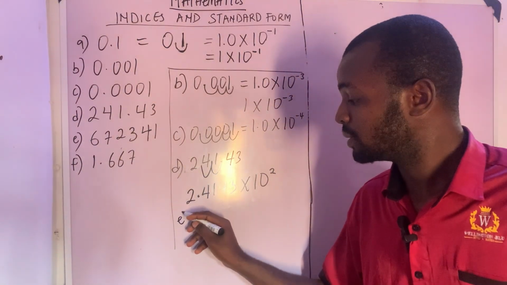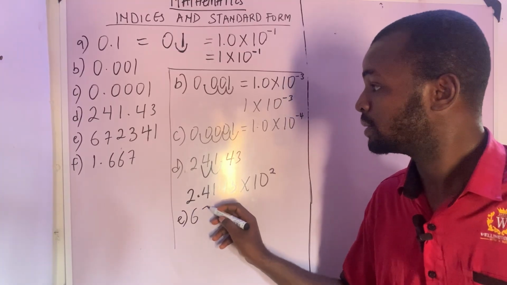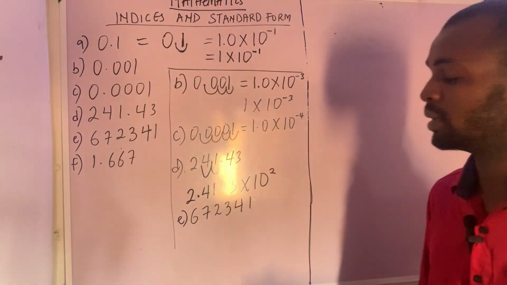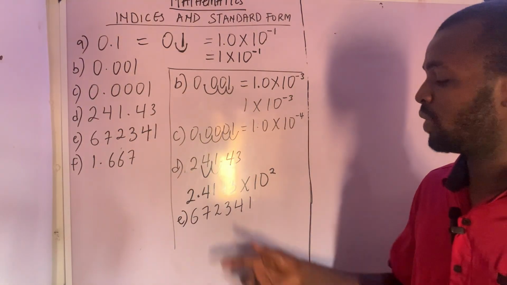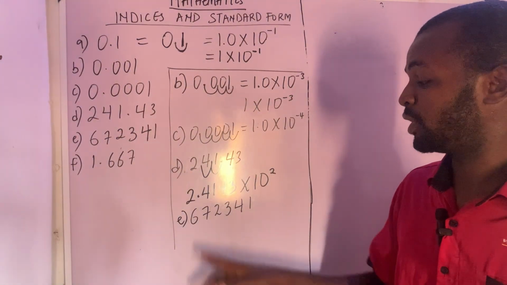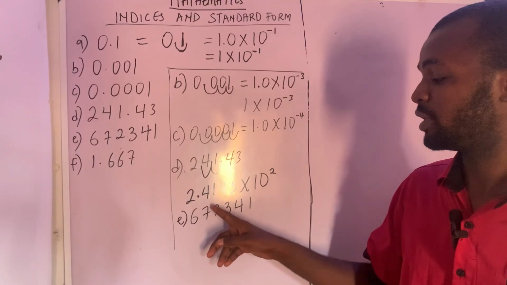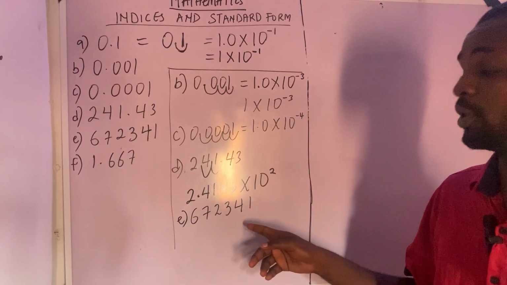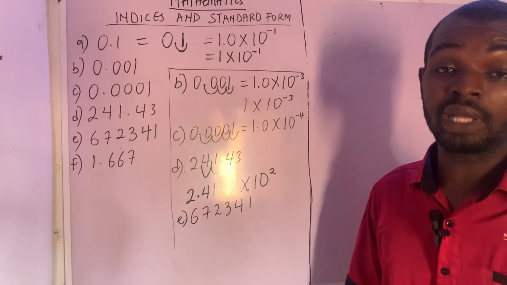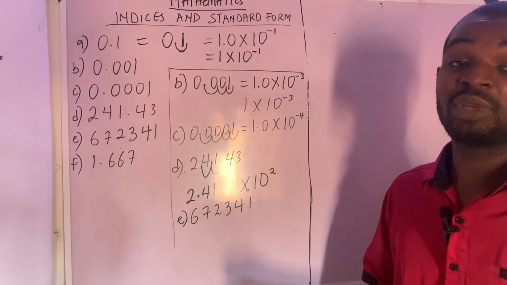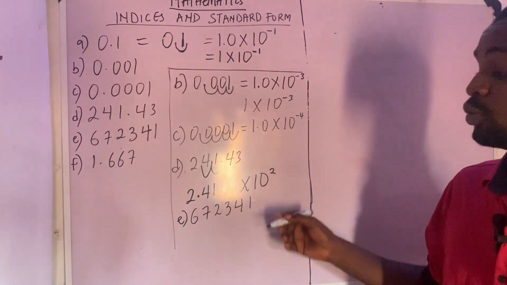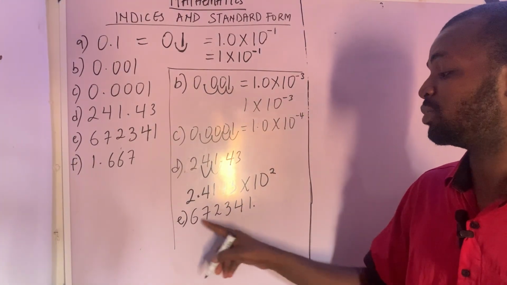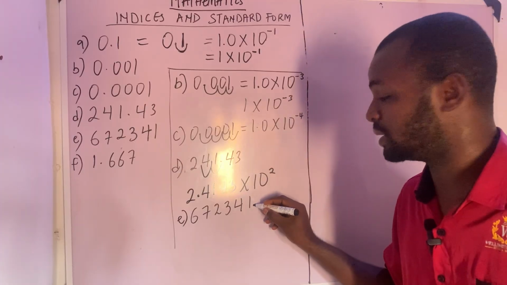He says 6, 7, 2, 3, 4, 1. Someone will ask me, where can I see the point here? There's no point in between 6 and 7. There's no point in between 7 and 2. There's no point in between 3 and 4. Nor are there points in between 4 and 1. Now you remember, after making a sentence, your full stop should be at the end. Now therefore, the point is not in between any of these numbers. Rather, it is at the end.